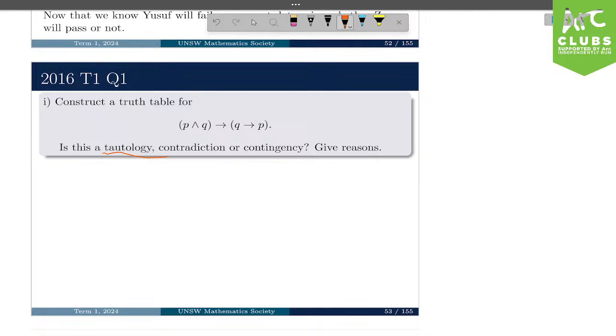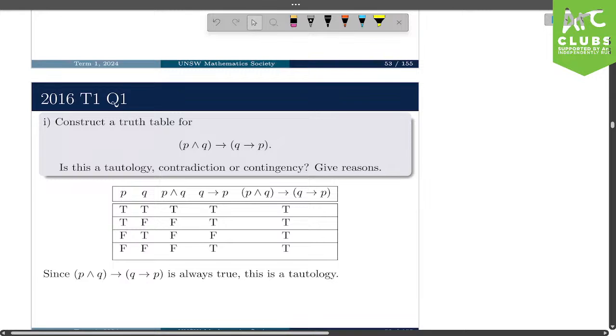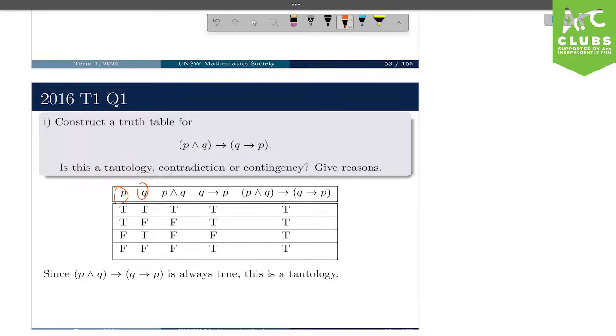Contradiction means it's always false. And a contingency means it can be either true or false. So there are some cases when the proposition is true, some cases where it's false. Let's look at that truth table. You can see that to draw up this truth table, we looked at each of the cases for P and Q, right? So true, true, true, false, false, true, false, false.